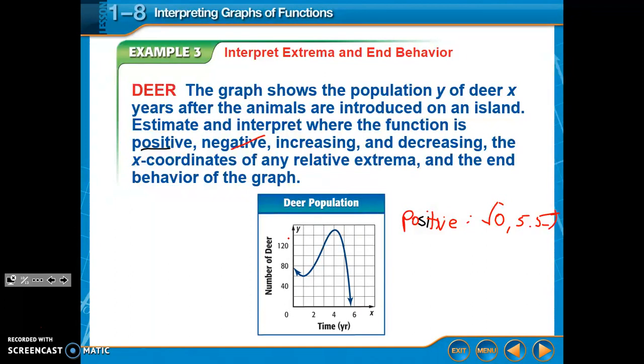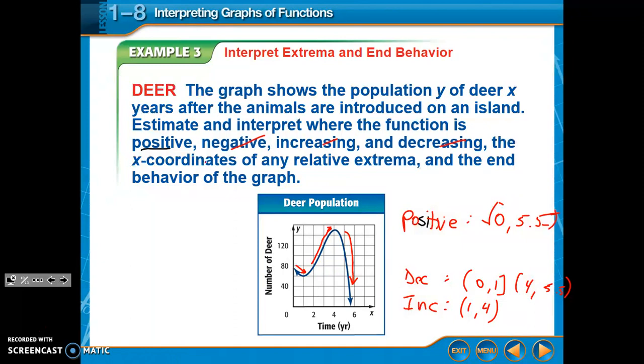Then increasing. So remember, they're talking about the ball from left to right. So first it starts decreasing. So here, decreasing. So like we can say decreasing from 0 to 1, and then it starts increasing. It goes up, up, up, up, up. That's increasing from 1 to 4, and then it goes back down, decreasing from 4 to 5.5 about, and then we don't know past that. Okay, so increasing and decreasing we took care of.